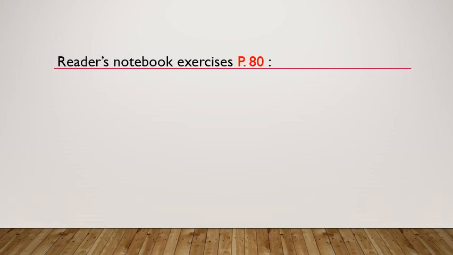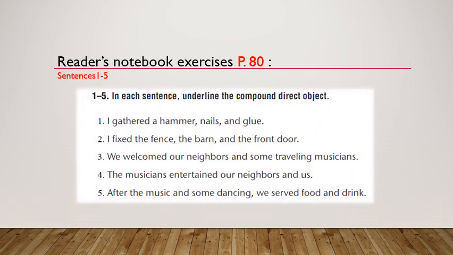Open your reader's notebook. On page 80, you will find two exercises. Exercise 1 are sentences from 1 to 5. The instruction says, in each sentence, underline the compound direct object. So they are asking you to underline the compound direct objects. Let's go through it together.